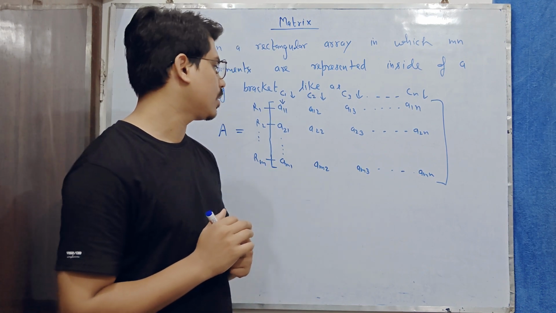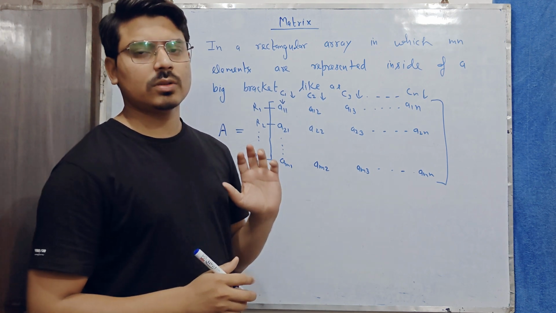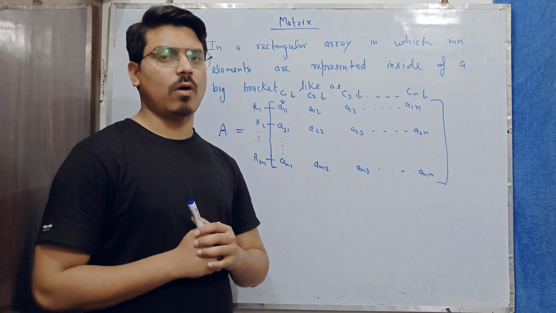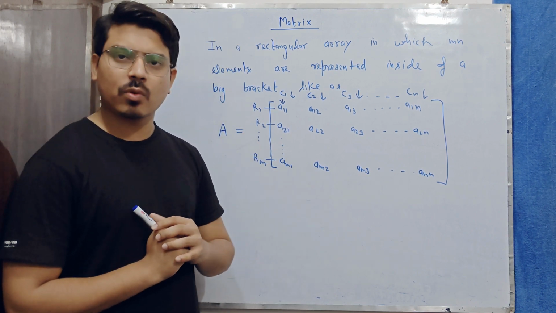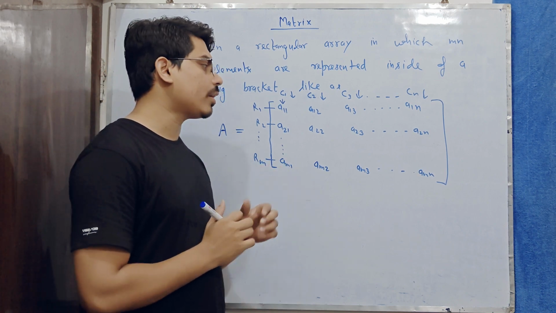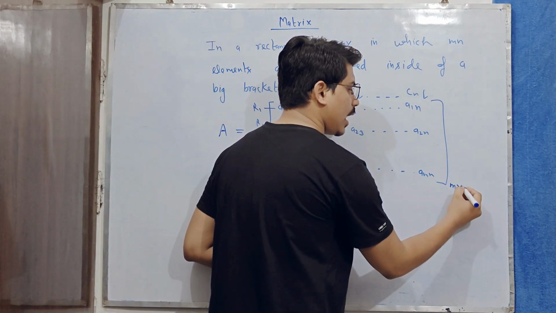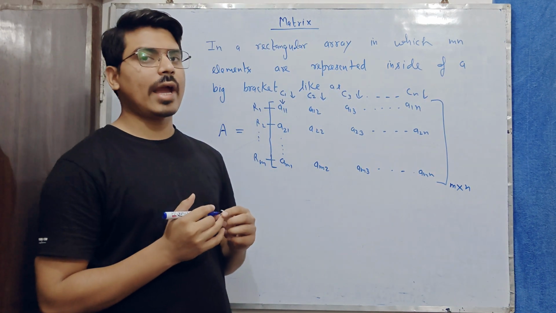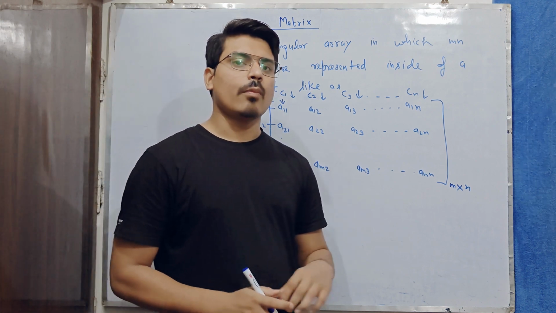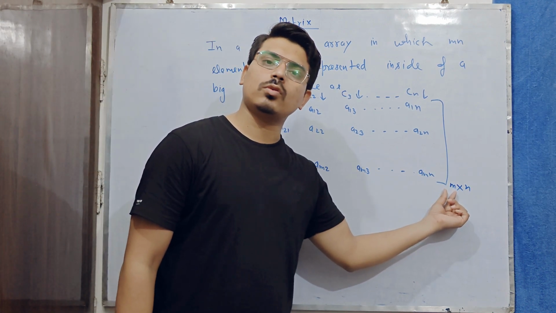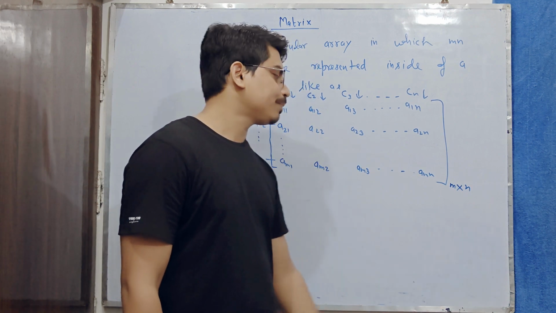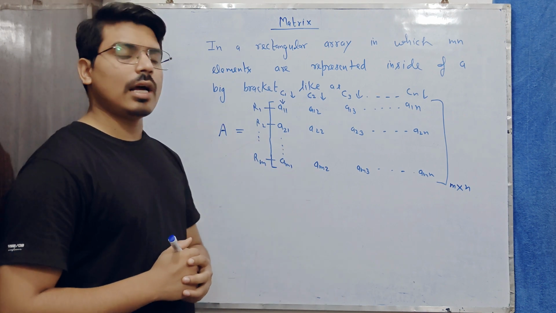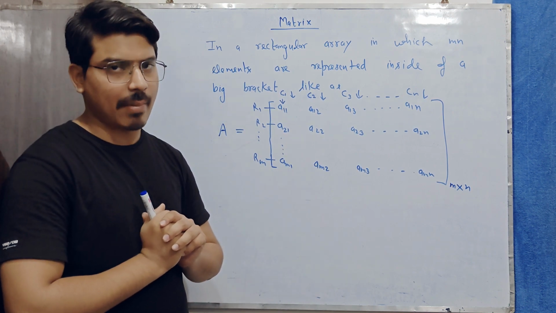And one more thing, all matrices have some order, because all matrices have some rows and some columns, so we must define the order. This matrix has m rows and n columns, so its order is m cross n. And how do you define the order of a matrix? You can define the order of a matrix by the product of the number of rows and the number of columns. That is the order of a matrix. This is your full explanation of a matrix.